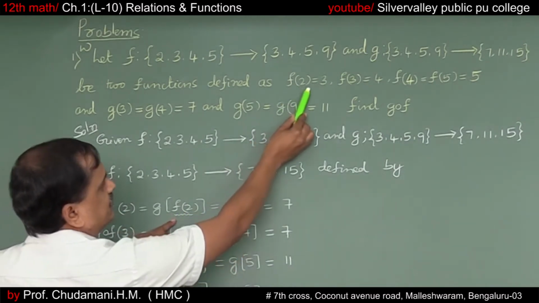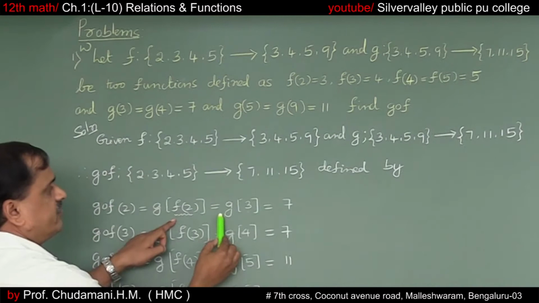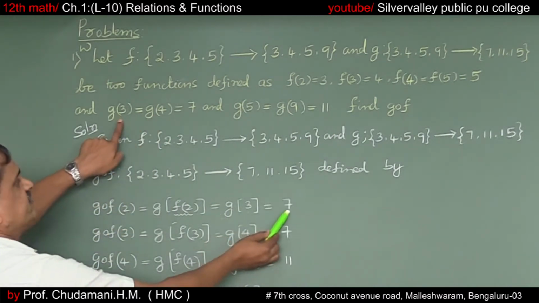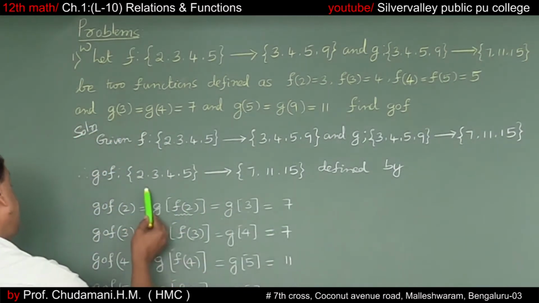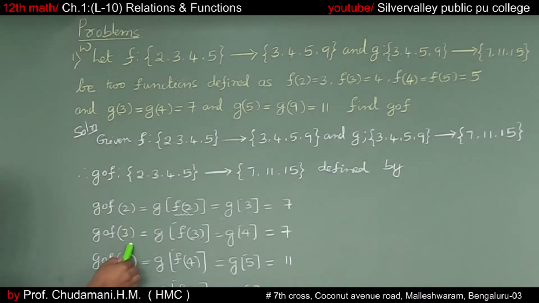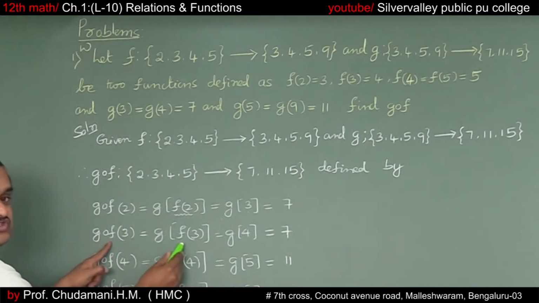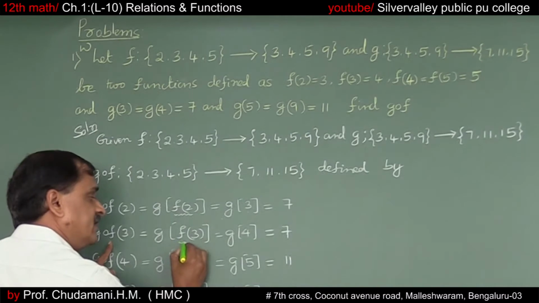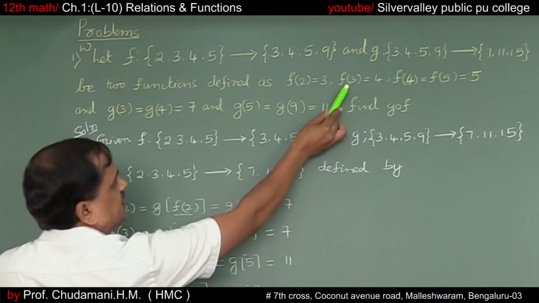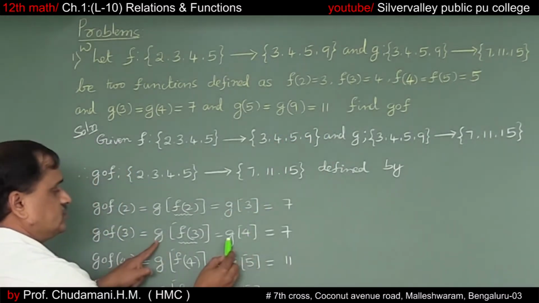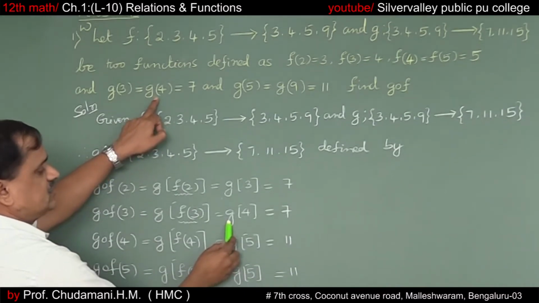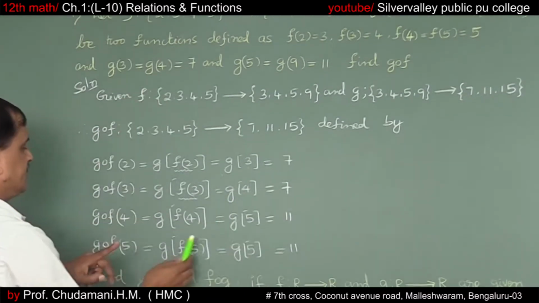What is f of 2? 3. Now g of 3 is 7, you know. Similarly, gof of 3 can be written as g of f of 3. Find out f of 3. F of 3 is 4. So g of 4. Look at g of 4 is 7.